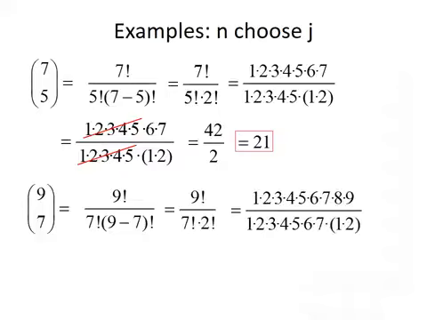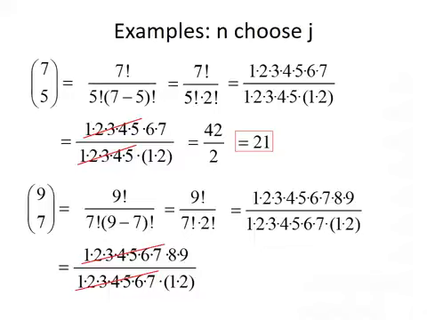If we expand our factorials, we'll get 1 times 2 times 3 times 4 times 5 times 6 times 7 times 8 times 9 divided by 1 times 2 times 3 times 4 times 5 times 6 times 7 times 1 times 2. So the product of the numbers 1 through 7 cancels out in both the numerator and denominator, leaving us with 8 times 9 divided by 1 times 2, which is 72 divided by 2. And if we simplify that, that gives us 36.